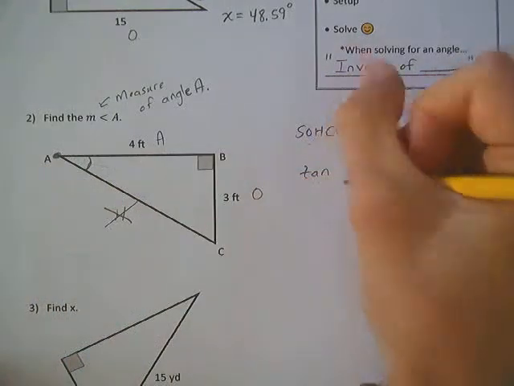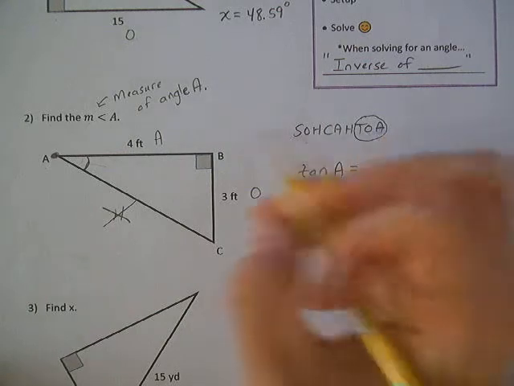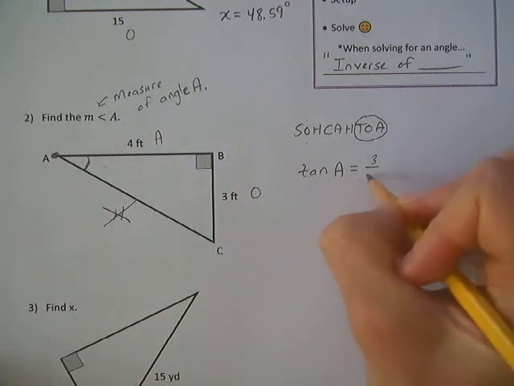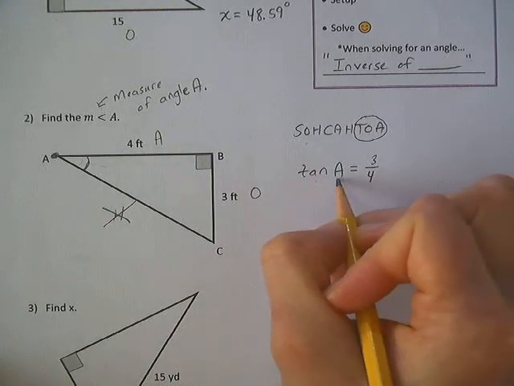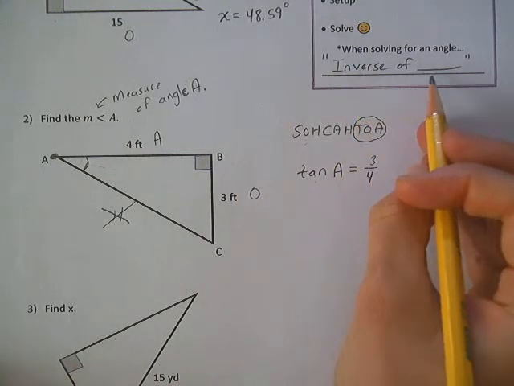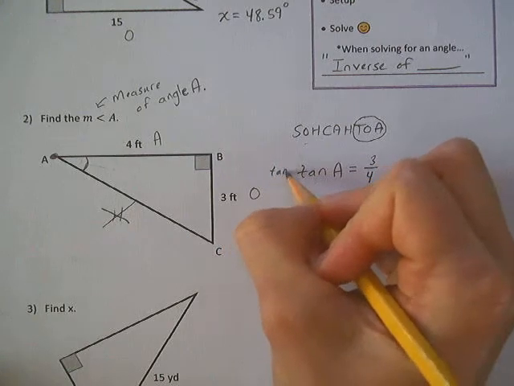So the angle is A. I'm going to put an A so I can remember I'm finding angle A. And then tangent is opposite over adjacent. So that would be opposite is 3 over the adjacent is 4. And now I'm finding the angle. So to solve, remember we use the inverse of whichever function. So we have to do the inverse of tangent.